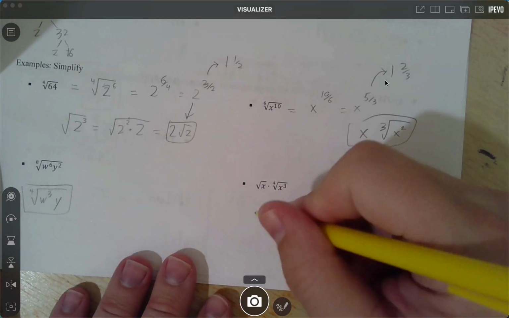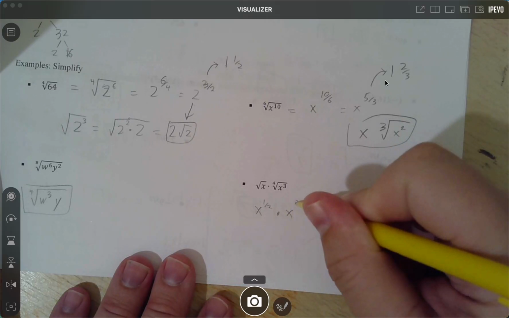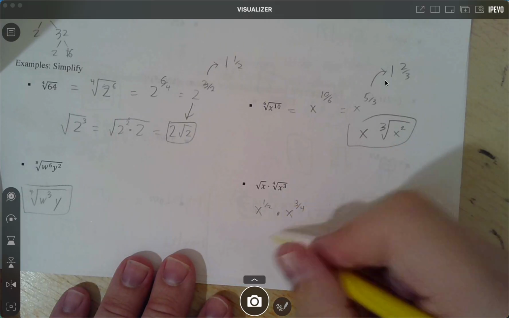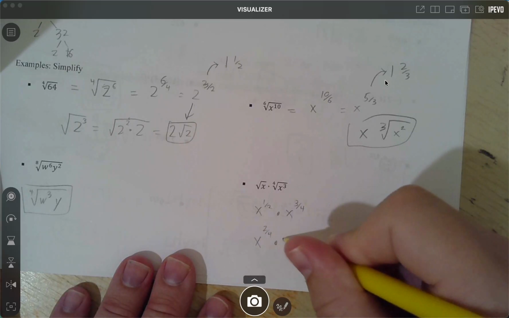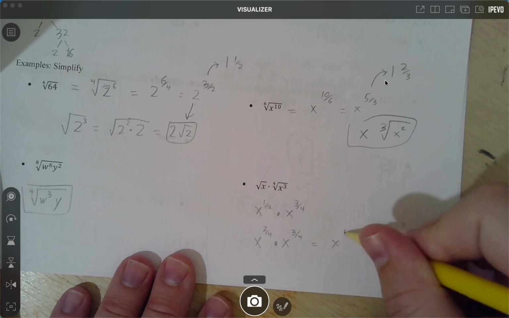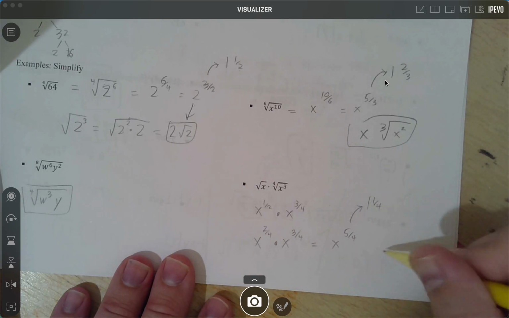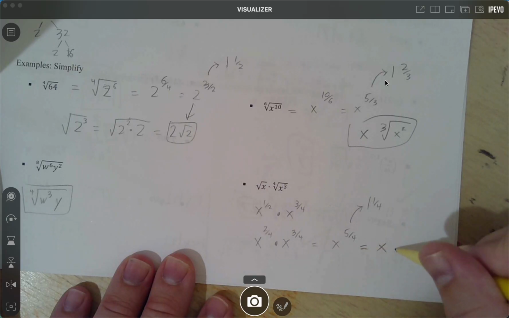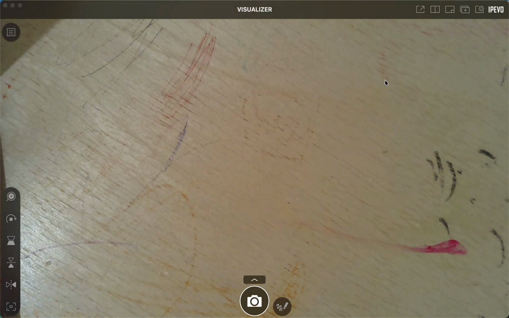All right, let's keep going. This is x to the 1/2. This is times x to the 3/4. That means if I get common denominators, I have x to the 2/4 times x to the 3/4, which means I have x to the 5/4. And once again, using my mixed number approach, that's 1 1/4. So there's 1 x on the outside, and there's 1 x inside a 4th root. All right, so the mixed number approach is super valuable to us.